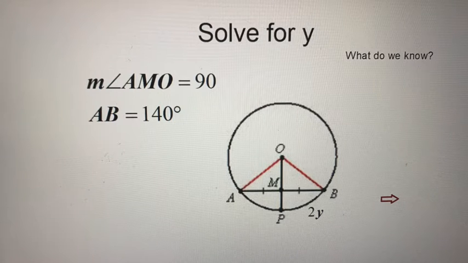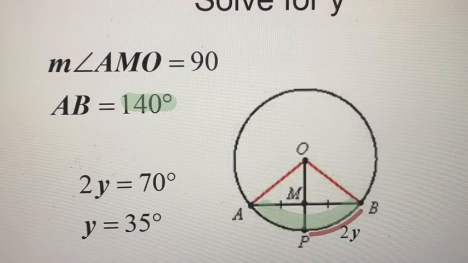90 degrees, that means it is a perpendicular bisector dividing segment AB into two equal parts. It also divides chord AB into two equal parts. So that means since arc AB is 140 degrees, half of arc AB must be 70. So I can set 2y equal to 70, and when I solve for y, I get y equals 35 degrees.